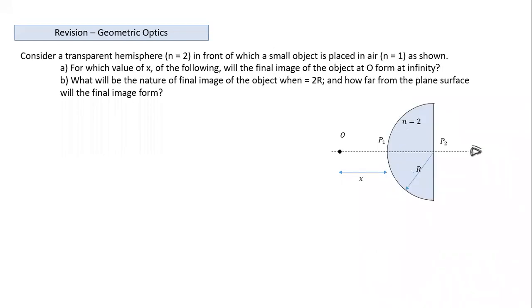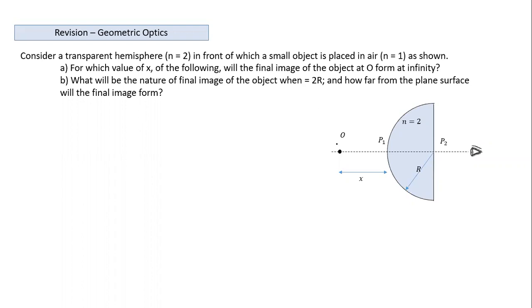Next question: consider a transparent hemisphere with n equal to 2, in front of which a small object is placed in air, at a distance x from the curved surface. For what value of x will the final image of the object form at infinity? So the question is asking what should be the value of x so that the final image as seen by the observer is at infinity. How should we solve it?